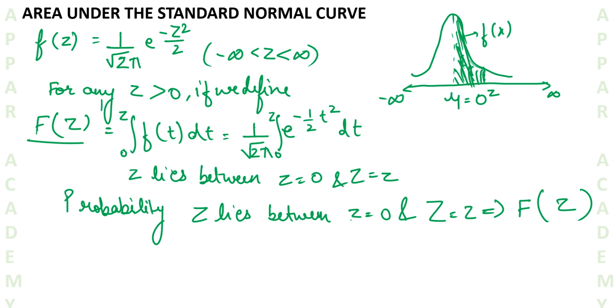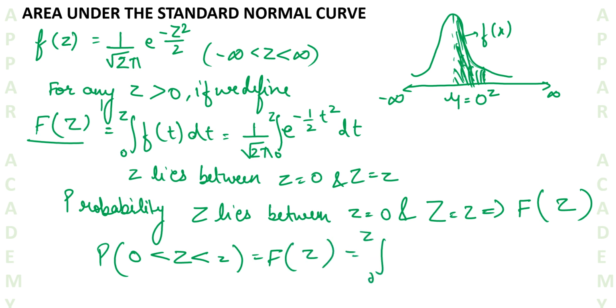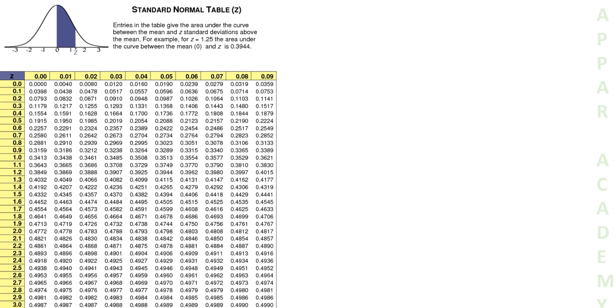Now you must be thinking that the probability that z lies between 0 and z is equal to F of z, right? So this is what we have seen. You must be thinking that in order to calculate these probabilities, you would have to integrate the function every time, right? But no, we don't have to do it. Why? Because we have given tables where these values have already been evaluated for us. So we won't have to integrate at all. We have tables to do that, and we'll see how.